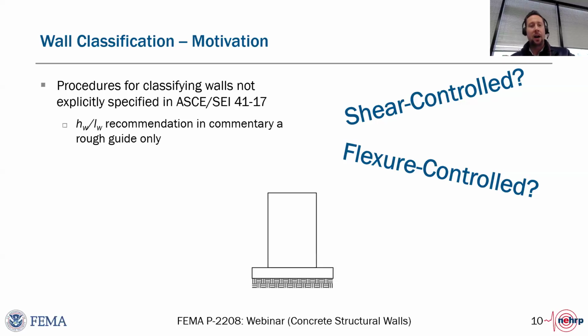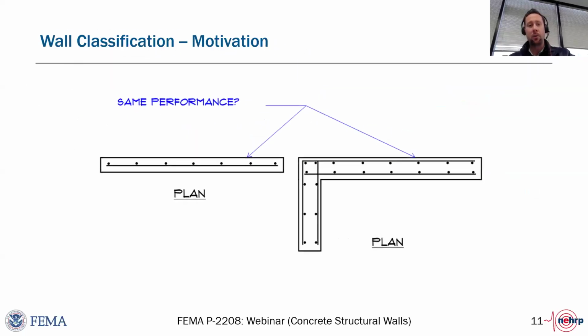And all that you might find is some recommendations in the commentary that tell you, hey, in general, based on aspect ratio of the wall, or height to length ratio, over a 3-to-1 ratio you'd expect it to be flexure controlled, and at 1-to-1 or thereabouts, you might expect it to be shear controlled. But there's really no standard language or direct provision that tells you how to classify a wall and therefore which tables you should be going to for that wall.